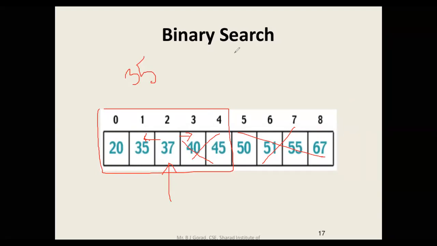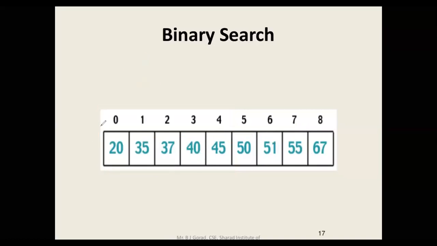Okay, so again, we will create a new array. The new array will be only these 3 items. And this whole array is discarded. Okay, and again in this one is the middle. Okay, so in this middle case, as you can see, this is the middle. So if I compare with 35, the first step, this will match. So that means I have found my item.